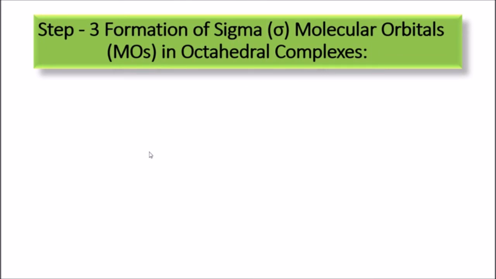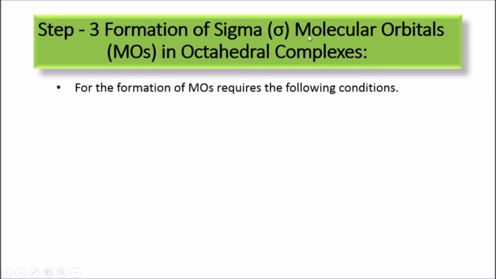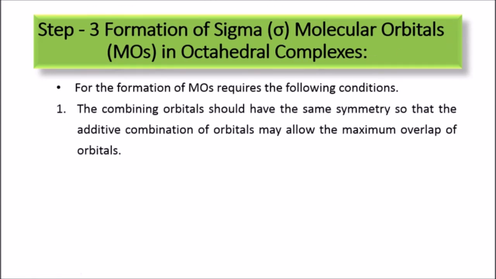Now step 3, formation of sigma molecular orbitals in octahedral complexes. The formation of molecular orbitals requires the following conditions. What are the conditions? Number 1, the combining orbitals should have the same symmetry so that the additive combination of orbitals may allow the maximum overlap of orbitals.